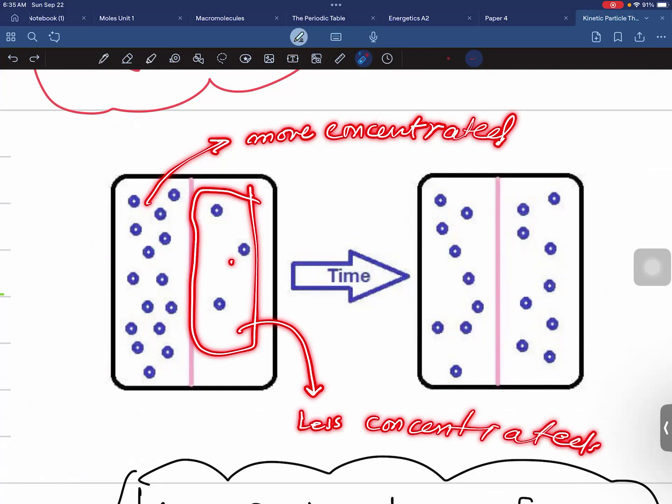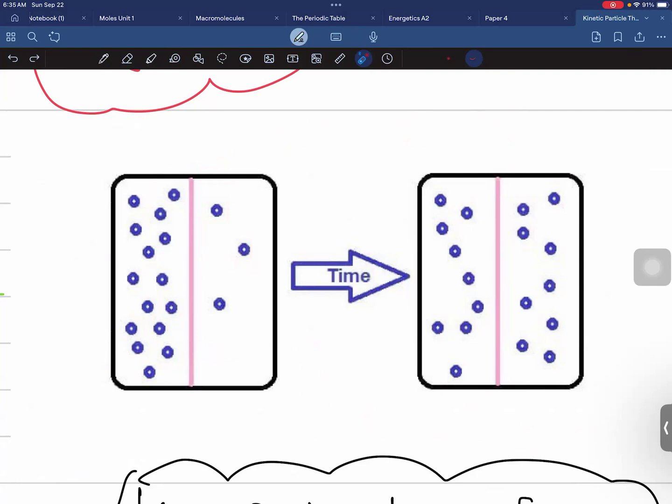So this is a natural phenomenon. The particles move from higher to lower concentration. You're not supposed to do anything else; the particles would automatically move from the higher concentration to the lower concentration. Basically, a gradient is required.